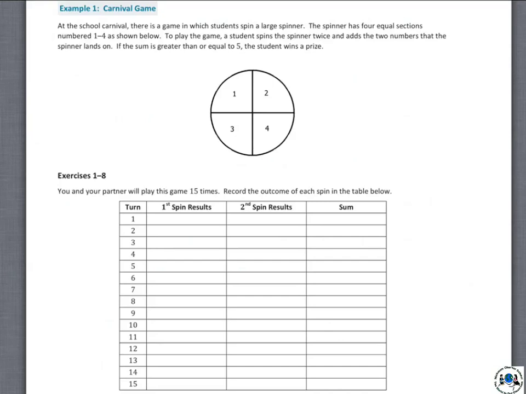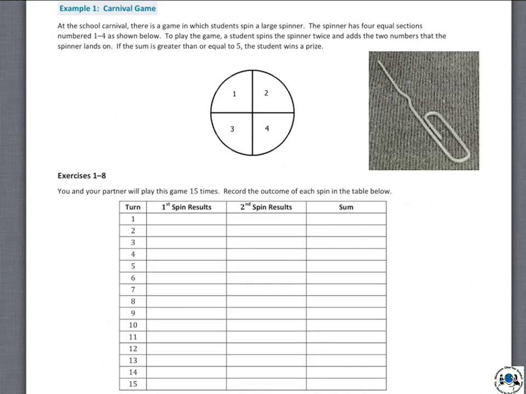Okay, so here's our Example 1. It's the Carnival Game. Here's how it goes. At a school carnival, there is a game in which students spin a large spinner. At this school carnival, not much fun. The spinner has 4 equal sections.